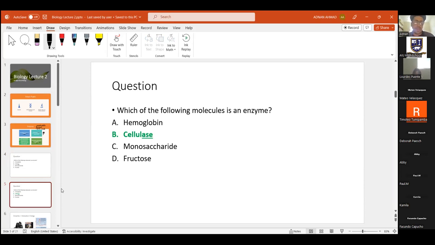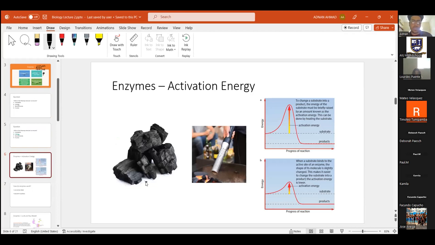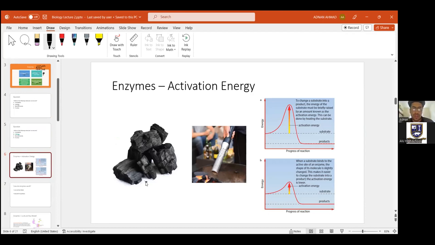Okay, so let's proceed and discuss more about enzymes and see how they work. How do they actually speed up a biochemical reaction or a biological reaction within our bodies? For example, I have added this picture of a charcoal here, and most of you must have prepared a barbecue with your families. This piece of charcoal will not burn if it is stored in a container, or kept outside in open air.